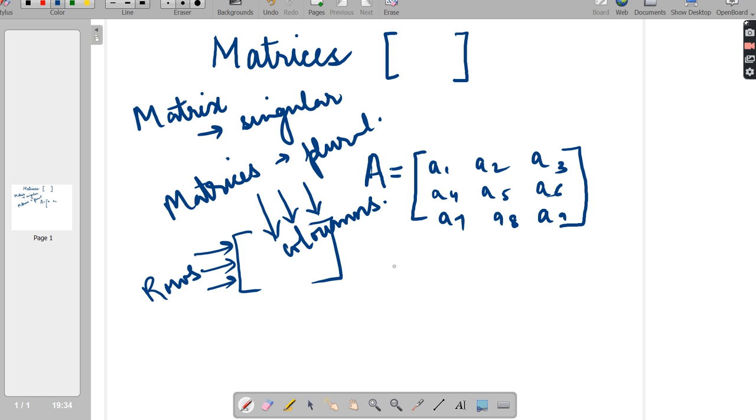Okay, so in this matrix, what is the number of rows and what is the number of columns? This is row number 1, this is row number 2, this is row number 3. So it has got 3 rows. And how many columns? First column, second column, third column. So it has got 3 columns.